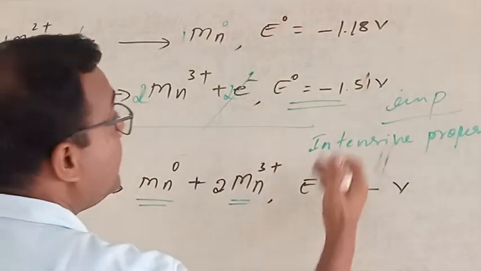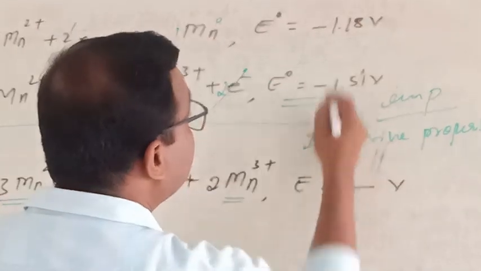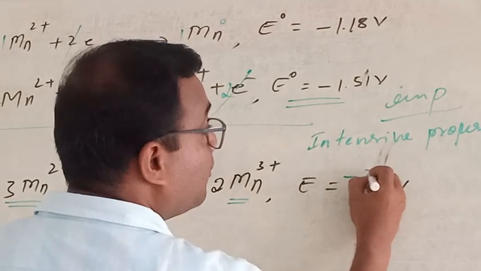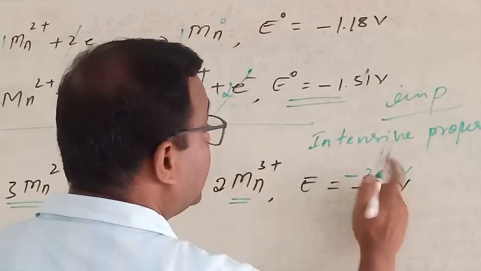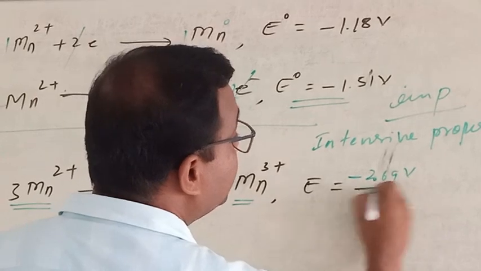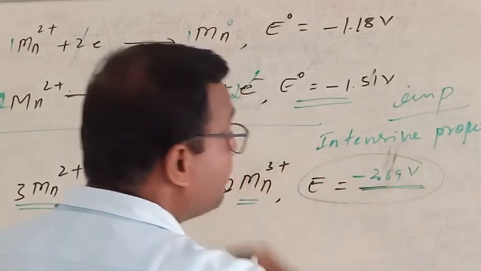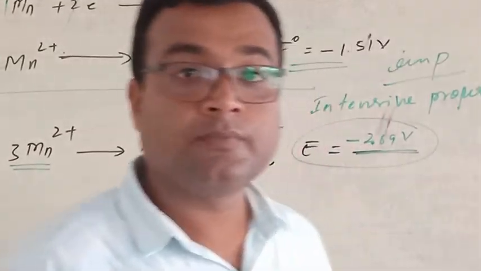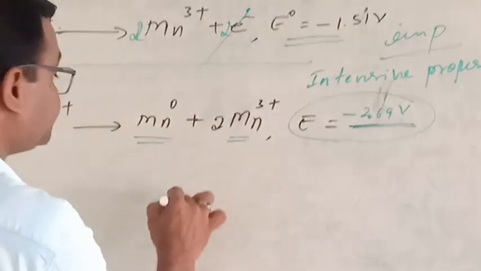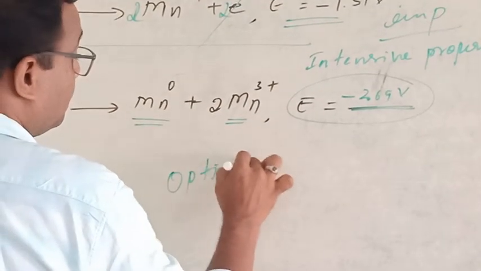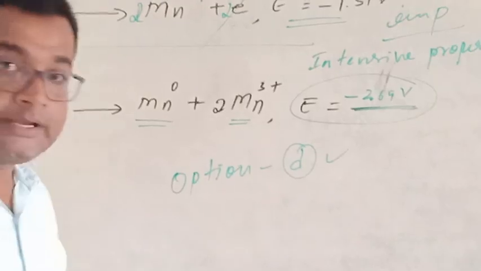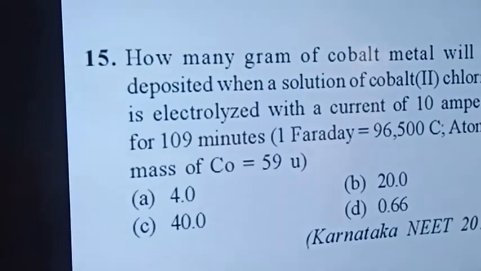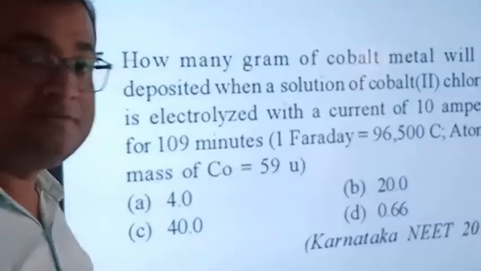Finally, you just add. When you add, what will be the answer? We get almost minus 2.69 volt. Minus 2.69 volt will be the answer. The value comes out negative, so the forward reaction is not possible. Option D. The cell will not work.